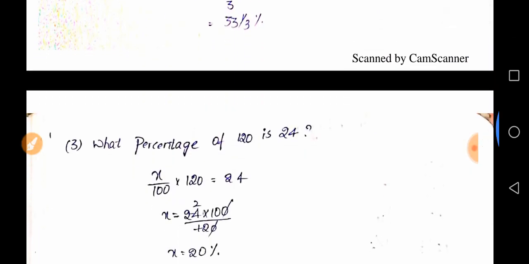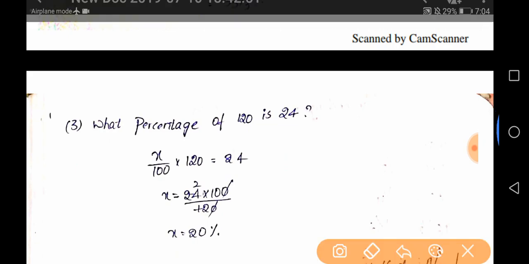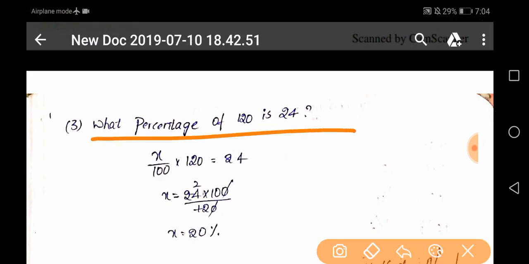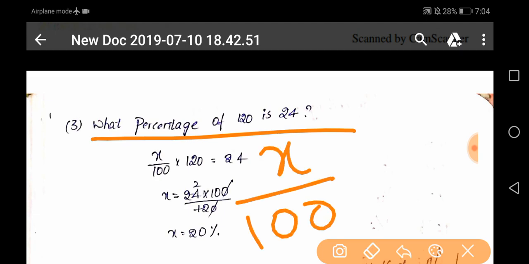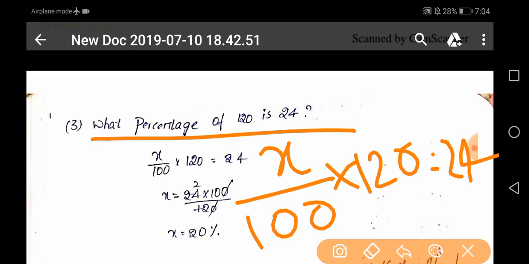And here, what percentage of 120 is 24? It is the same as the previous question, they just changed the number, that's all. Don't get confused by what they have given here. Just understand the question. What percentage? We don't know what percentage. Let us consider x by 100 of 120 is 24. That's all. Like this you will be solving the problems.